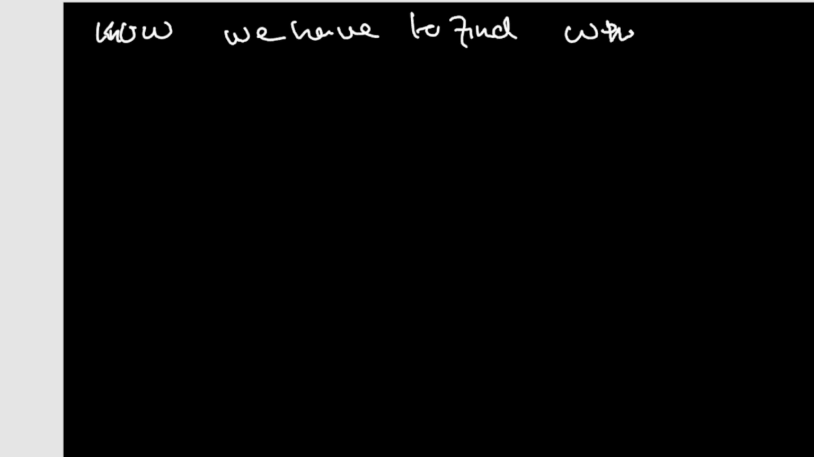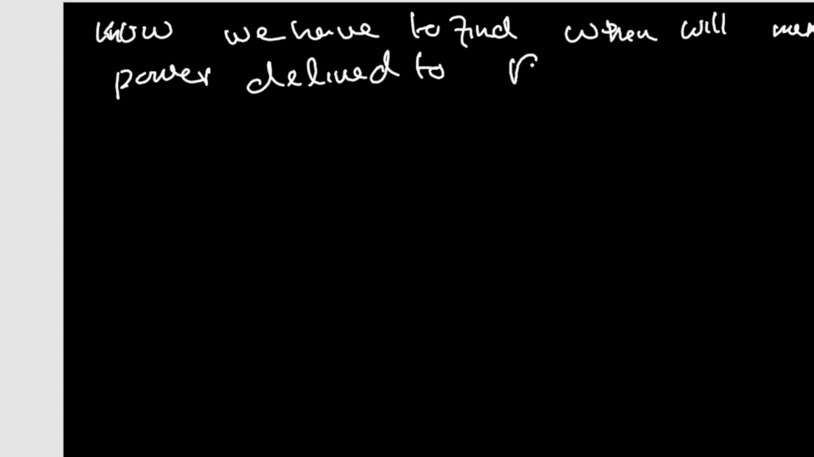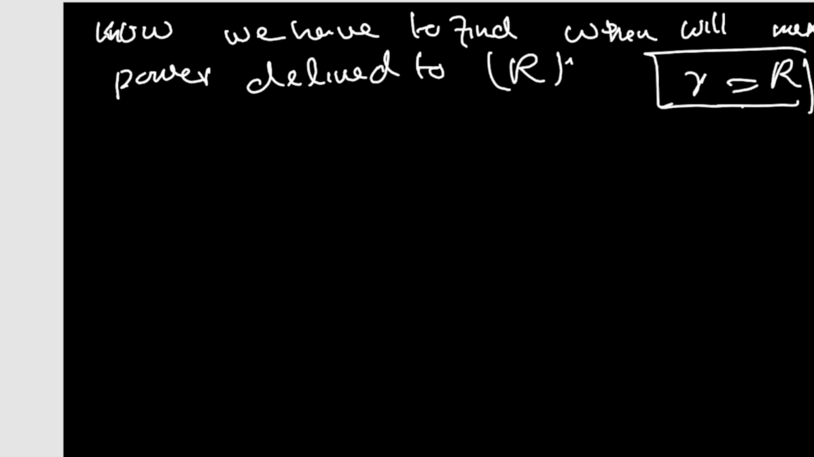Now we have to find when the maximum power is delivered to R. From the maximum power transfer theorem, we can obtain that R should be equal to r. The maximum power delivered to the external load is when the internal resistance is equal to the external resistance. But we have to prove this.